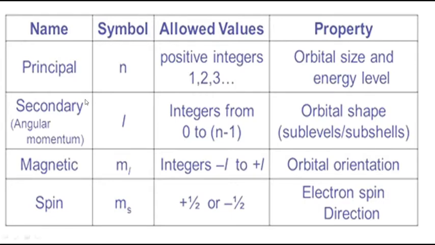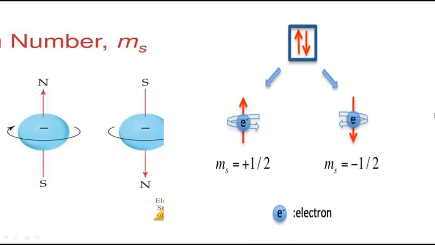The principal quantum number, symbol n, any positive integer, gives us orbital size and energy level. The angular or azimuthal quantum number, symbol l, 0 to n minus 1, gives us orbital shape. The magnetic quantum number gives orientation. Then the spin quantum number gives electron spin direction, clockwise or anti-clockwise.